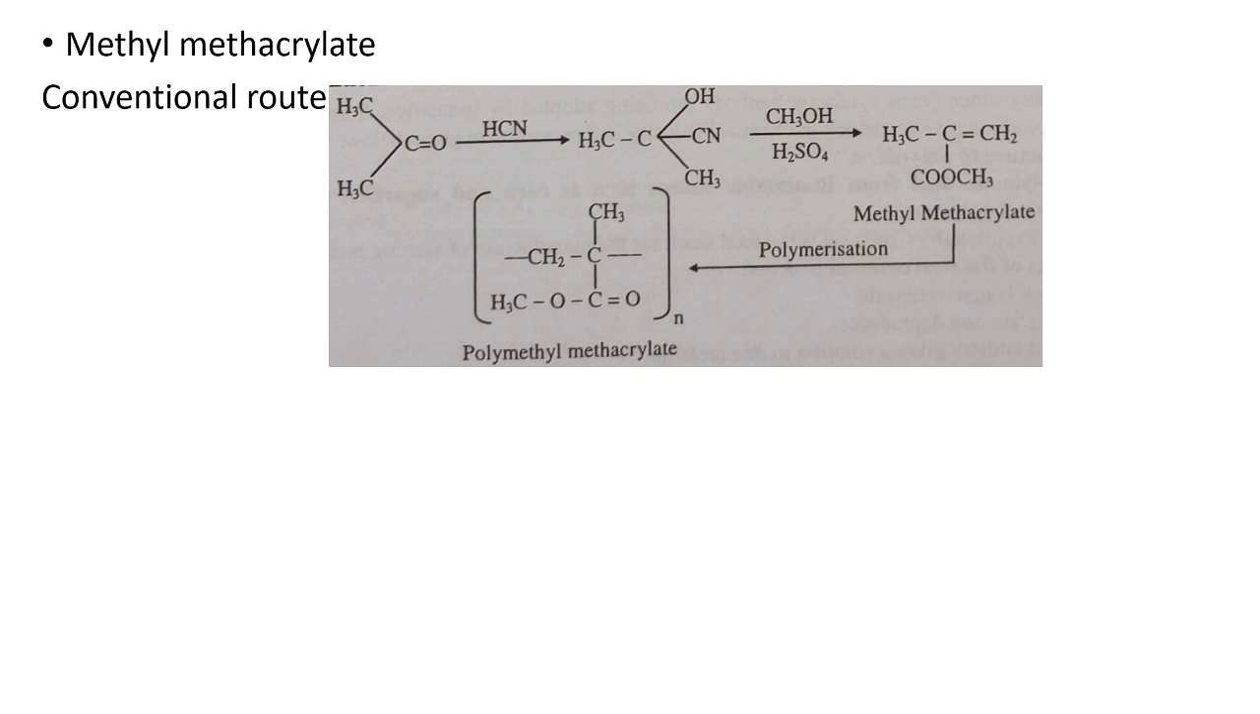So what is that conventional route? The conventional route is this use of HCN, and the methanol and sulfuric acid. All these are going to be harmful from the environmental point of view, and at the same time the yield and economy are also not fruitful. It is only 47%. So what is the greener route?